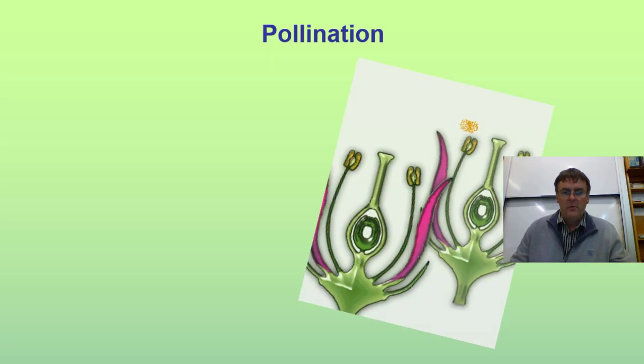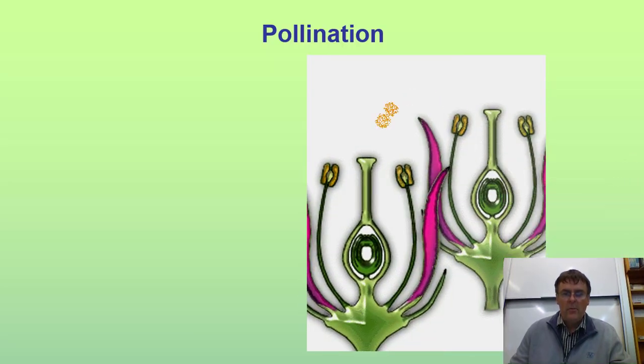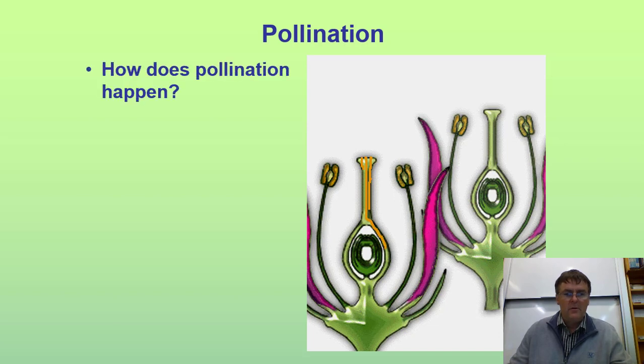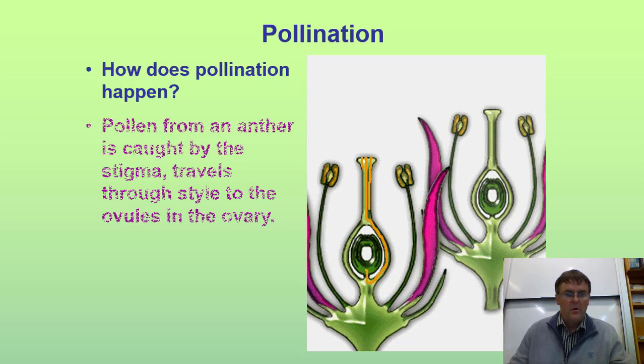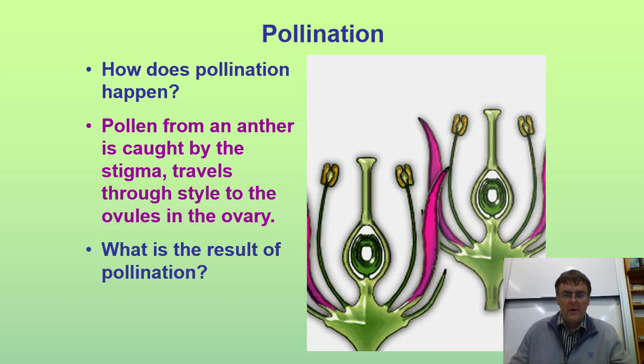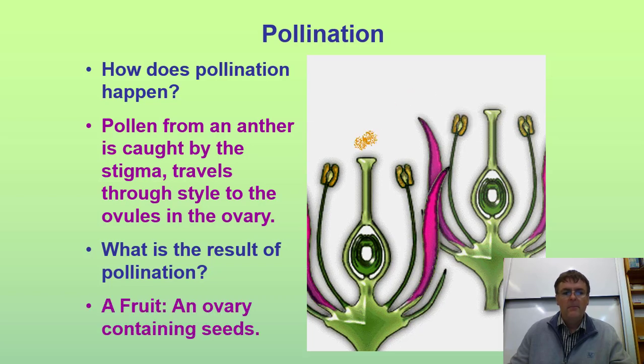So pollination. Here's a little wee thingy showing pollen travelling from the anther of one flower to the stigma of the next, pollen tubes growing down and getting down into the ovary. So pollen from the anther is caught by the stigma. The stigma is sticky, and somehow it gets from the anther to the stigma. Wind, water, insect, some animal carries it there, and then it grows on down and fertilises the ovary, and you get seeds in the fruit.